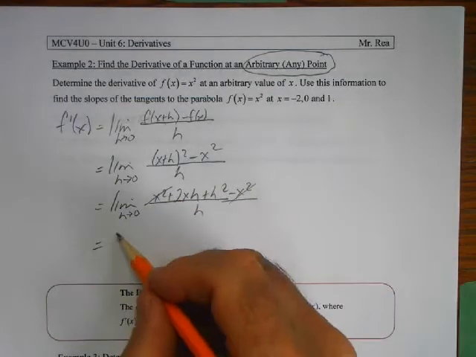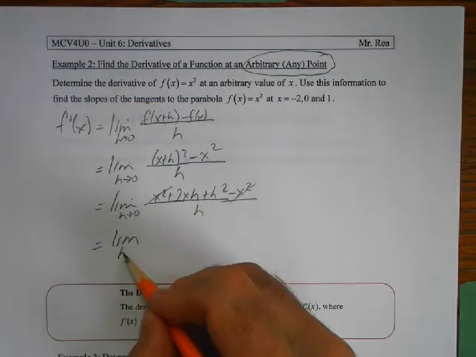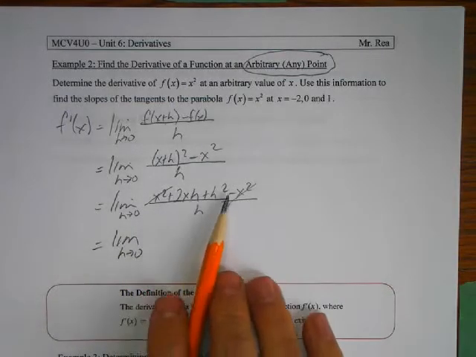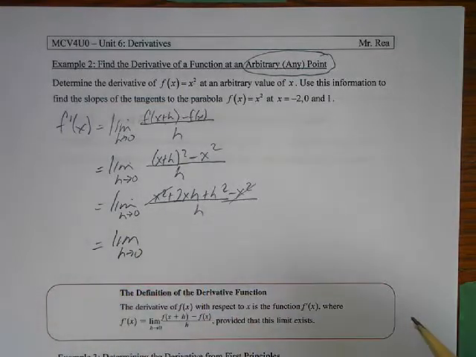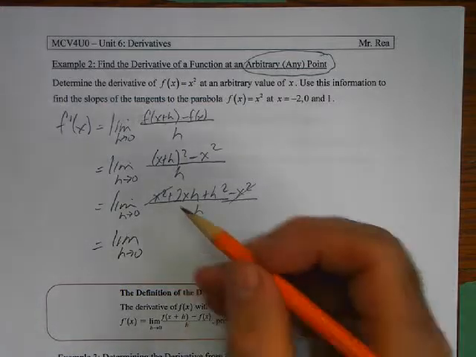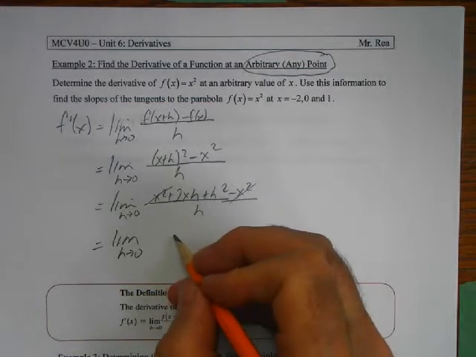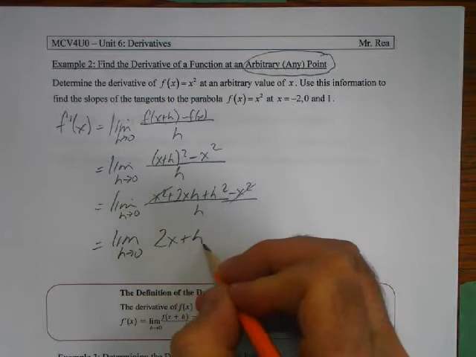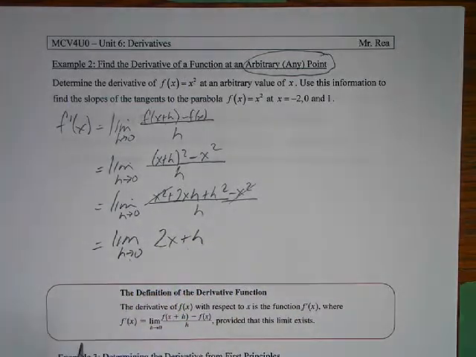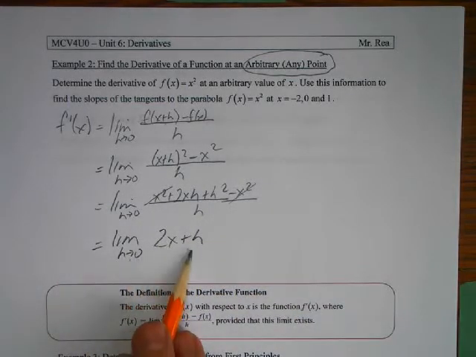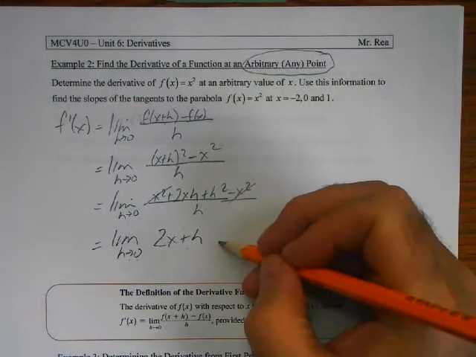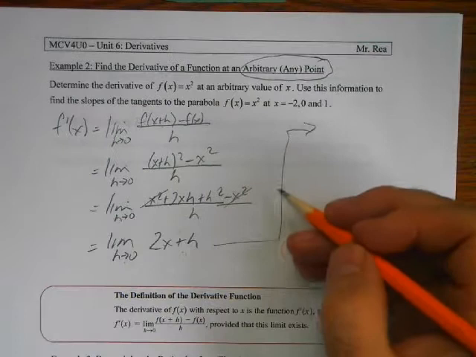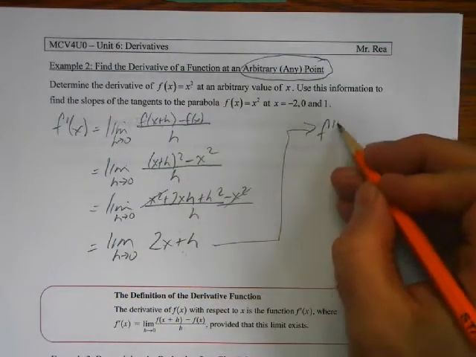And you can see again the same thing happens. We can actually cancel an h because the top numerator terms all have h's. So this is going to be 2x plus h. And at this point you can actually plug in the h being 0. So all you're left with is 2x. So if you bring this up to the top, we get f prime of x is equal to 2x.